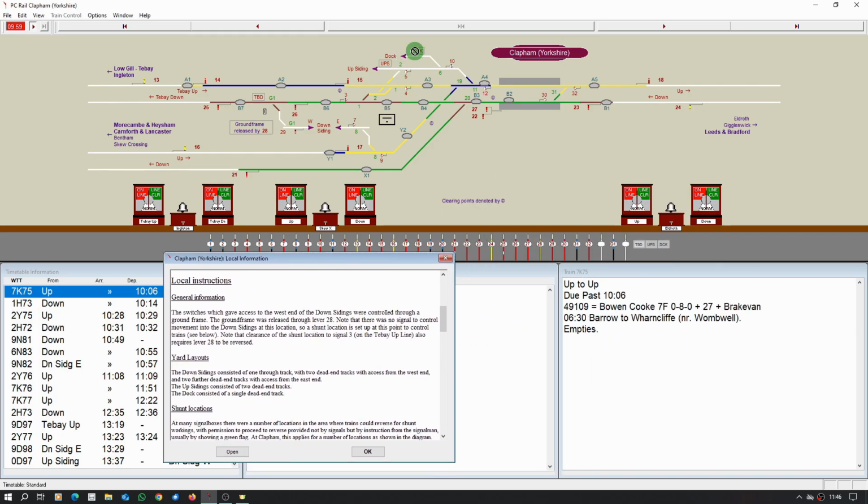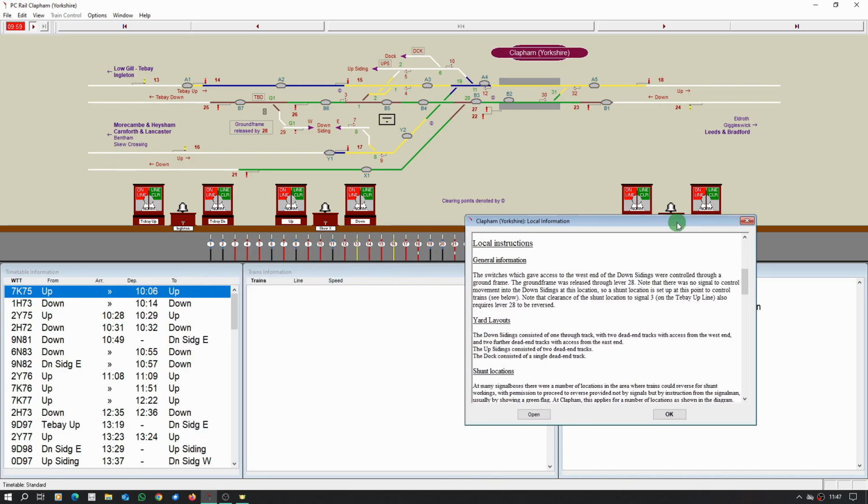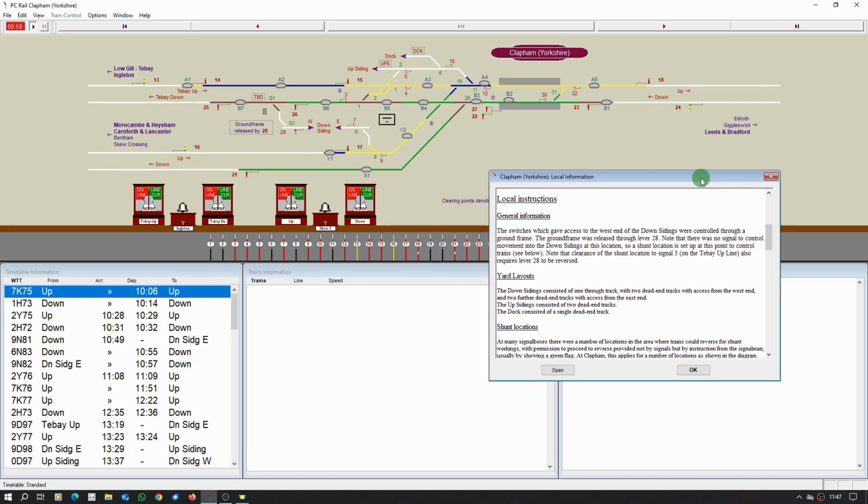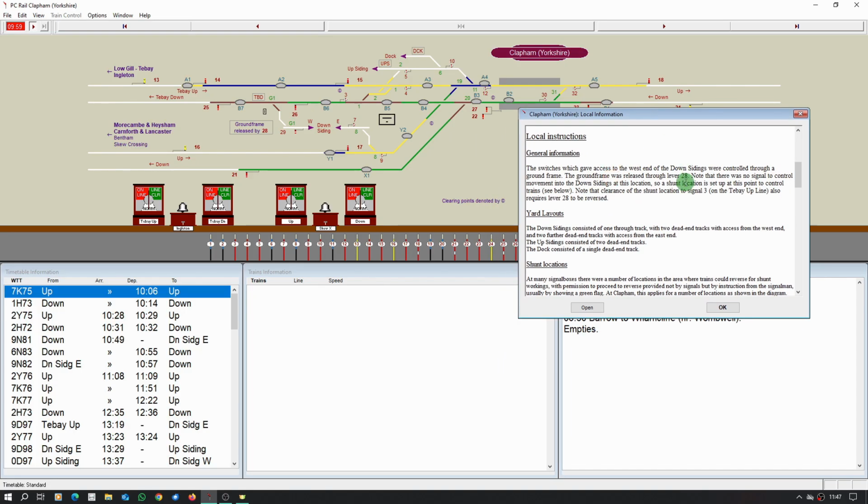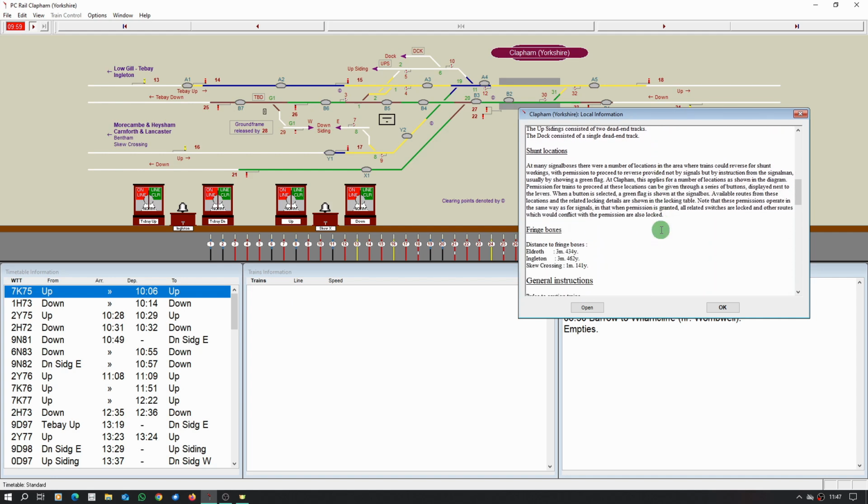You can actually click on the box itself, or click on the box on the side of the lever frame. These are just to, instead of having a ground signal, which wasn't there in real life, make it look more realistic. It's a hand signal from the box or the shunter. So we've got a bit about the shunt locations.